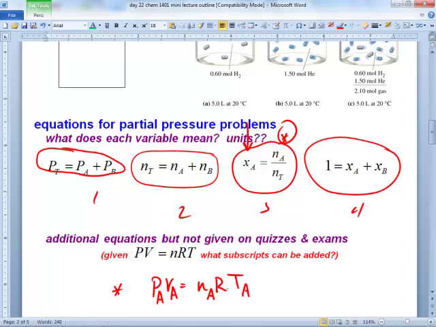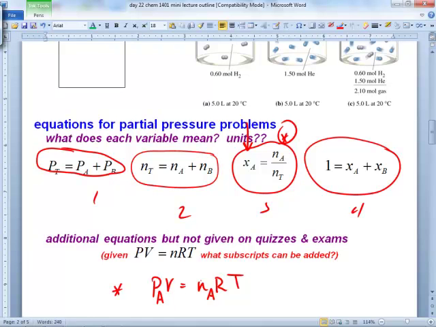T. Because it doesn't matter what the gas is, helium or hydrogen or what, they're all at the same temperature. So that one doesn't make sense. The last one would be V, because they're all in the same volume. They're all in the same box. They're all in the same container.